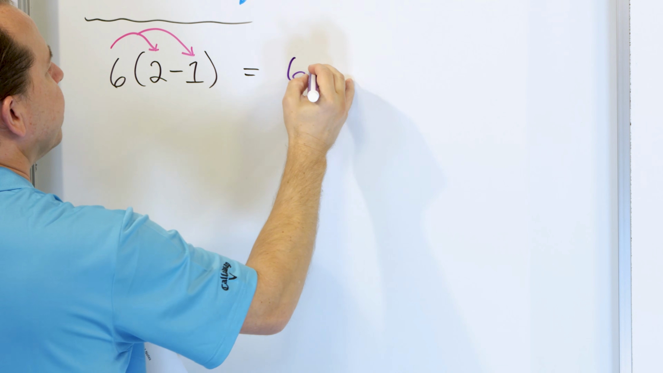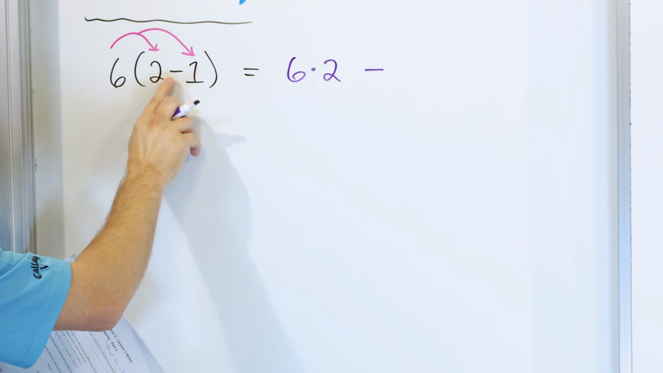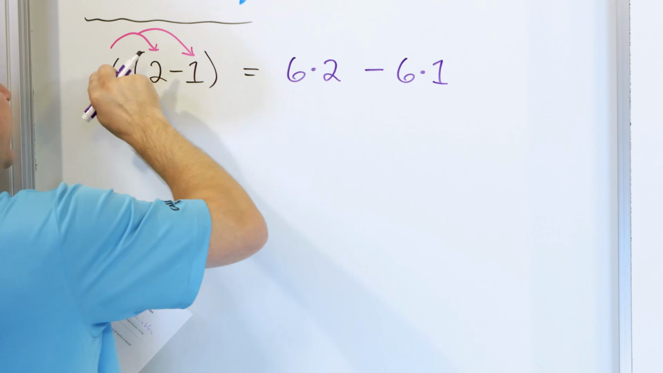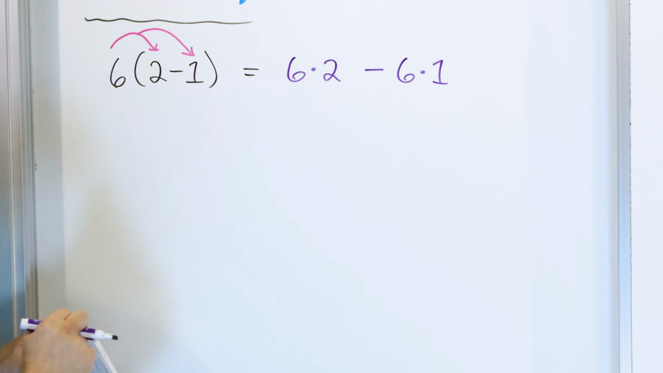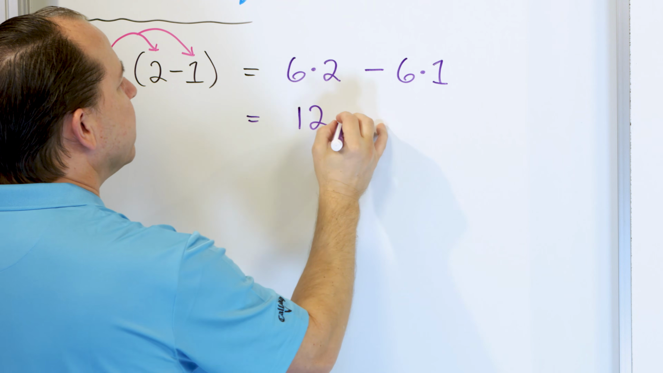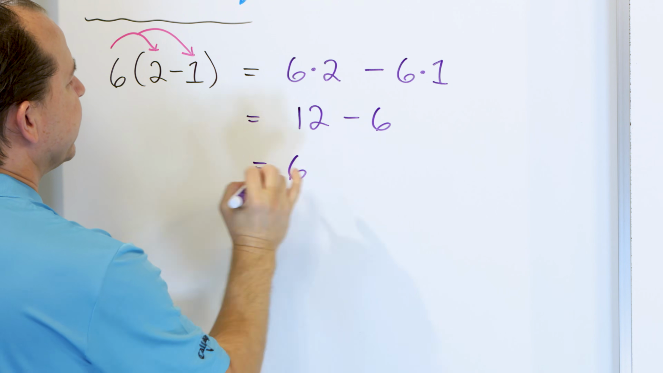6 times 2 is here. But a minus sign comes along because this is a minus sign here. And then 6 times 1, the multiplication of the second item in there. So it gets distributed into everything on the inside. Again, multiplication comes first. 6 times 2 is 12. 6 times 1 is 6. And then finally subtraction, 12 minus 6 is 6.